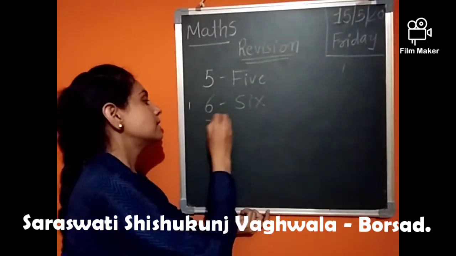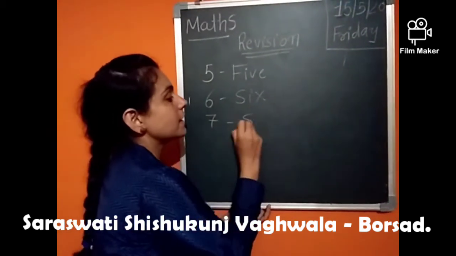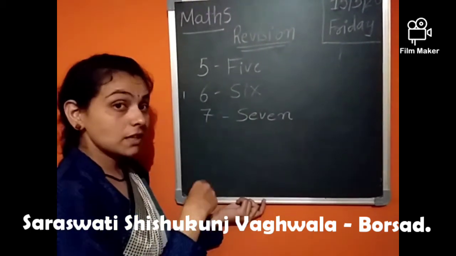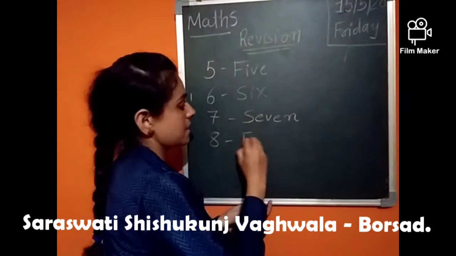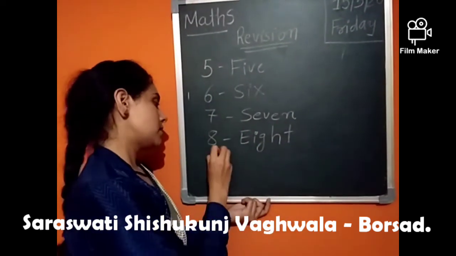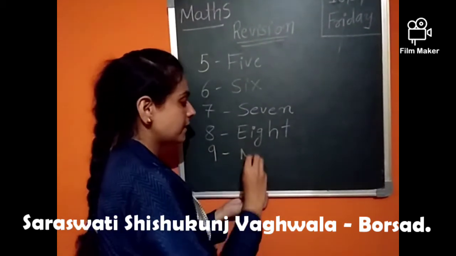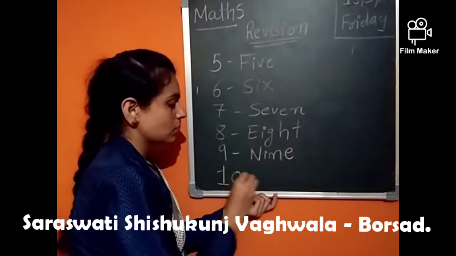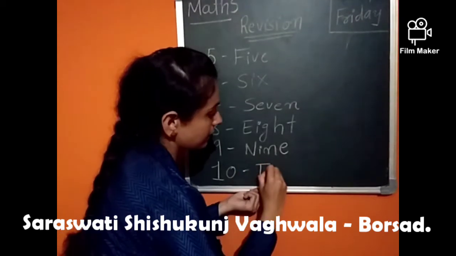S-I-X. Then 7. What is the spelling of 7? S-E-V-E-N, 7. Then after 7 what comes? 8, right? So what is the spelling of 8? E-I-G-H-T, 8, right? After 8, 9. What is the spelling of 9? N-I-N-E, 9. And the last one, 10.